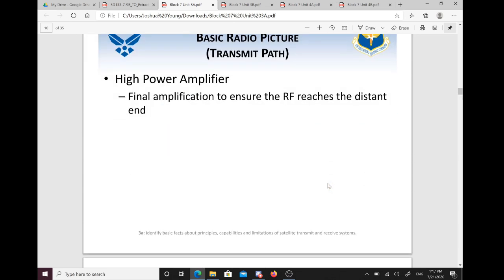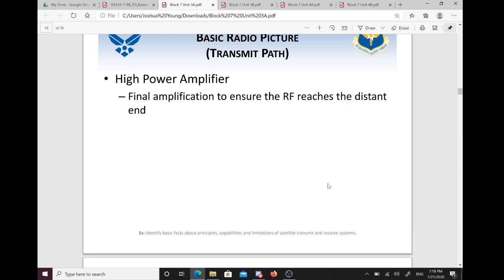So after your final RF frequency has been achieved, the output will then go through your high power amplifier, which essentially just provides amplification. It just provides power to your signal and boosts it so that when it leaves your antenna, depending on how far you have to go, it can actually reach your distant end.